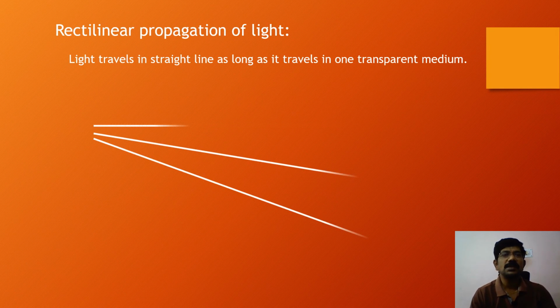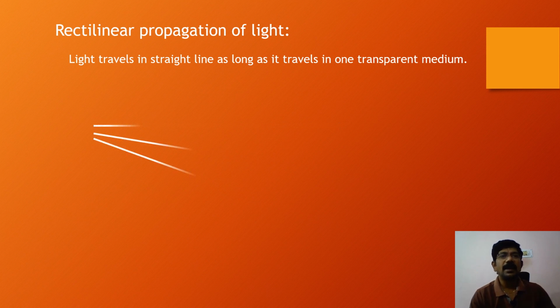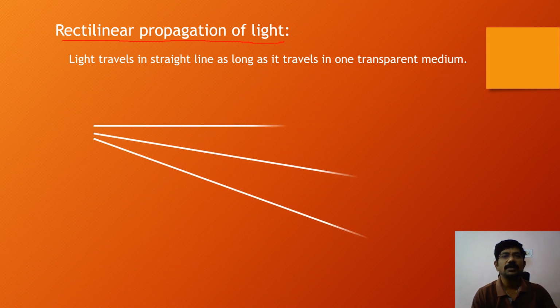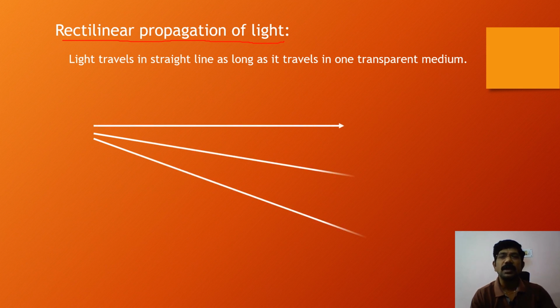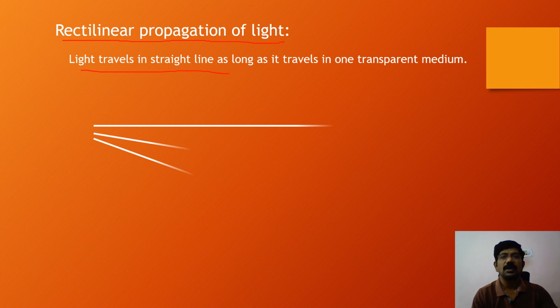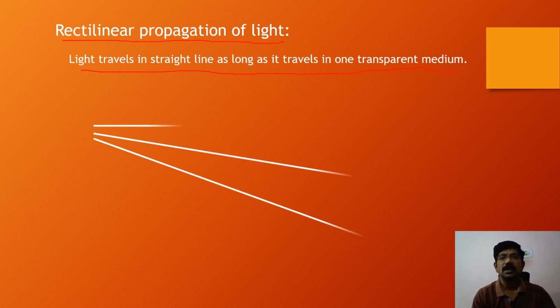Children, in your previous classes you studied that light travels in a straight line. It is what we call the rectilinear propagation of light. So, how long does light travel in a straight line? When light travels in one transparent medium only, as long as the light travels in the same transparent medium, it travels in a straight line.